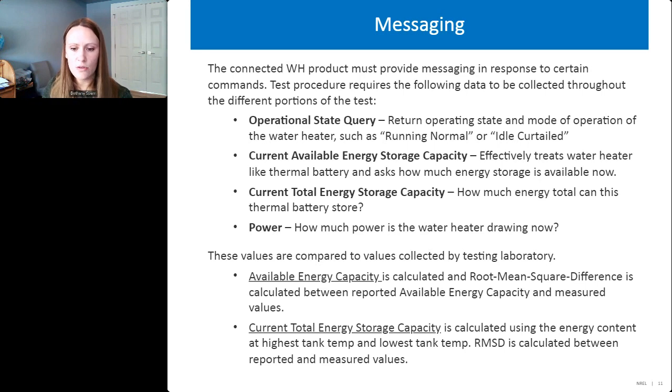So in addition to the calculations that are done around load shifts, which we showed on some earlier slides, there's also some calculations done to compare the values that are reported by the water heater relative to the same calculations as done by the ratings lab. So we compare the available energy capacity and the current total energy capacity based on the two sets of measurements there.